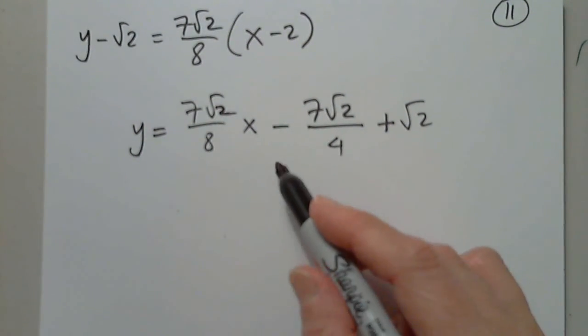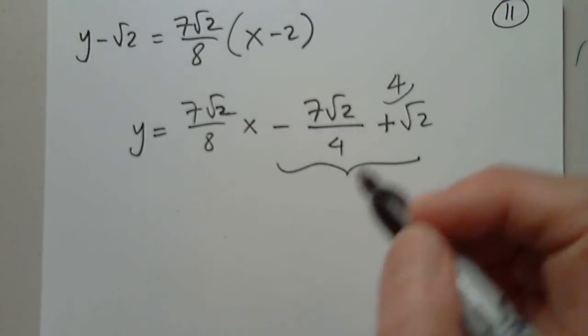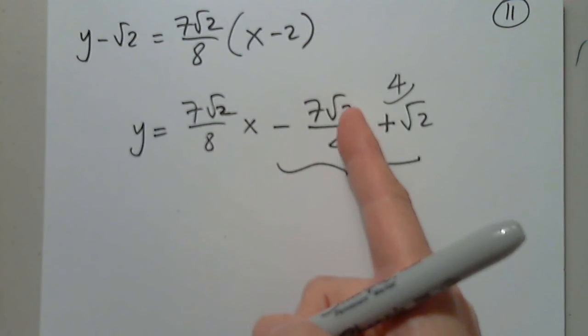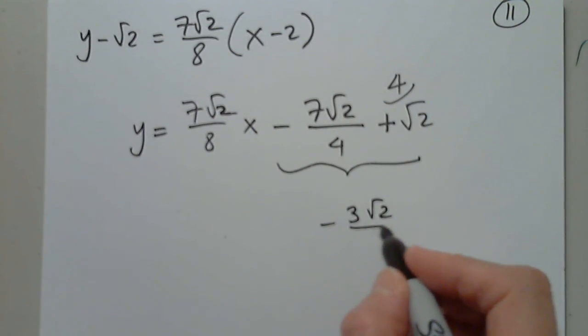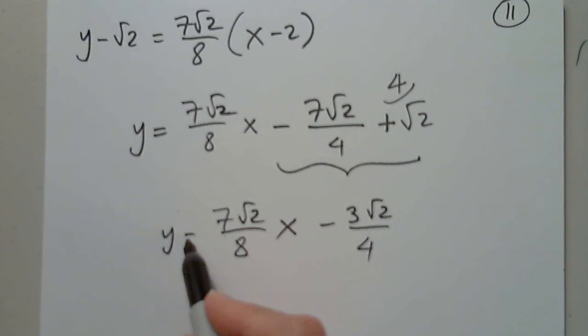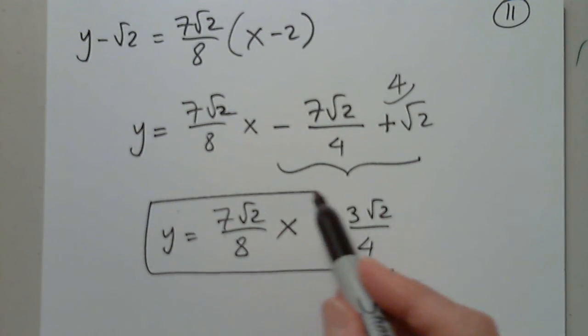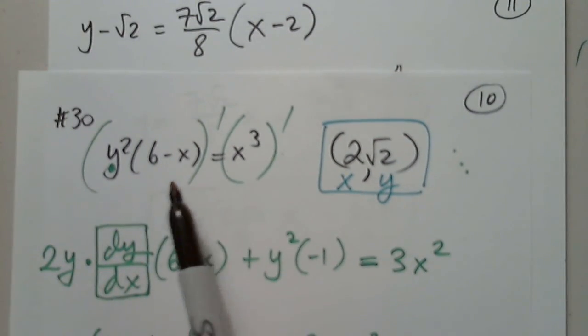So here I have to find the least common denominator, which is 4, and I need to multiply this by 4. Negative 7 apples plus 4 apples will be negative 3 apples. And then 7 the square root of 2 over 8x. And this is, yes, it's very weird, but it is what it is. This is the equation of the tangent line to the graph of this at this point.